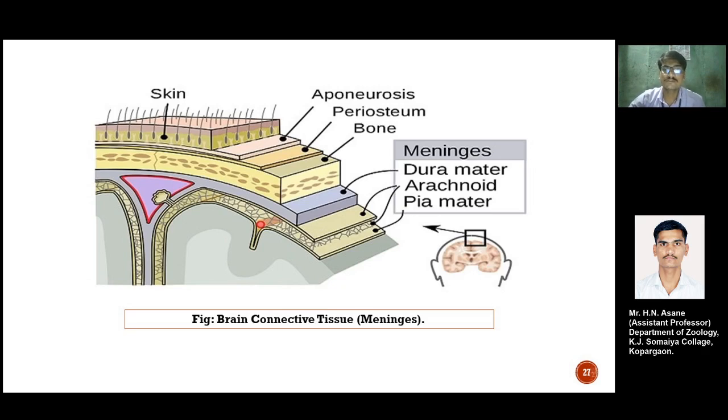Okay, so the second is the arachnoid. In between this arachnoid and the pia mater, there are connective tissues which are filled with the cerebrospinal fluid. As you can see, a mesh-like network lies in between the arachnoid and the pia mater. So these are our brain, or the nervous tissues.